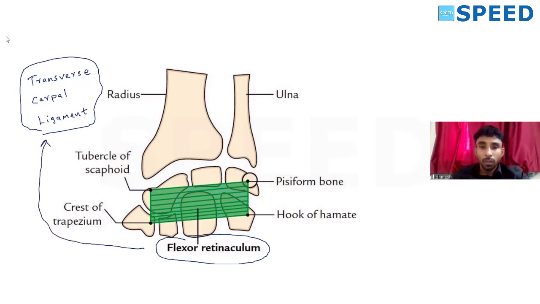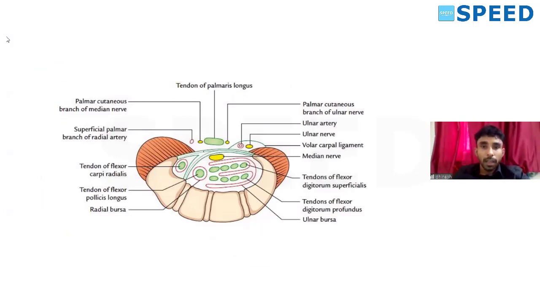So you can see between the flexor retinaculum and the carpal bones, you are able to see the various carpal bones, 8 carpal bones here. Between the carpal bones and the flexor retinaculum, we have one narrow passage called the carpal tunnel. So please remember, carpal tunnel is a narrow passage between the flexor retinaculum above and carpal bones below.